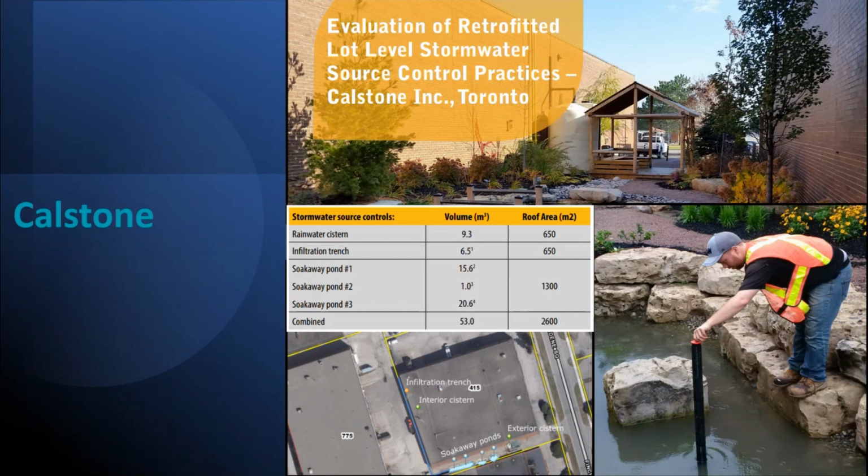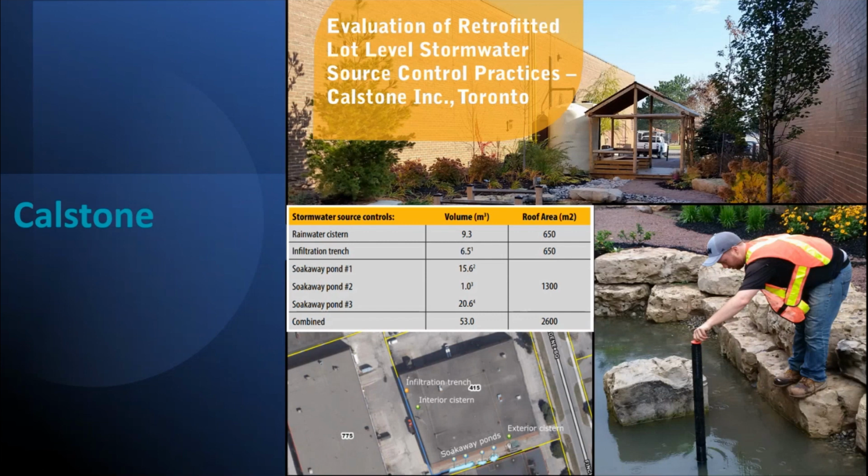Rainwater cisterns, soakways, and infiltration trenches are types of low-impact development practices that can fit into tight spaces. The study evaluated the performance of a treatment train of these LID practices retrofitted by Calstone Incorporated onto their property to harvest and manage runoff from the 3,900 square meter roof.